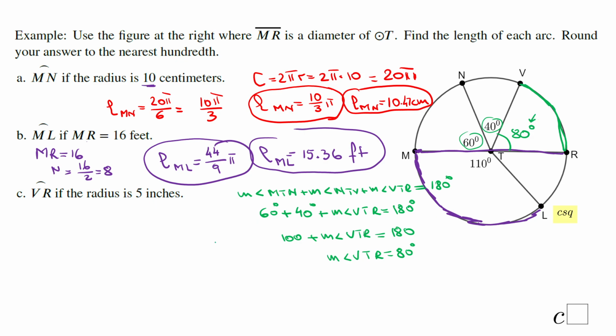So now we know the radius is 5. First of all, we're going to find the circumference, 2 pi r, like we did before, 2 pi times 5, and that will be 10 pi. This is the circumference of this circle. And now we can find the length of the arc VR. I'm going to write the proportion x over 80 equals 10 pi over 360. This is one way to write the proportion.